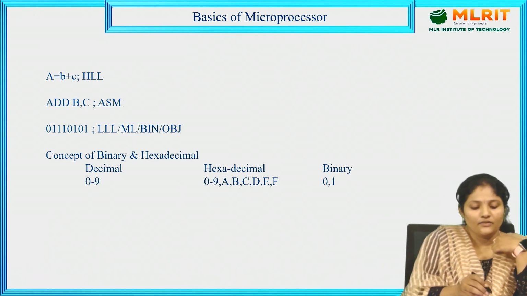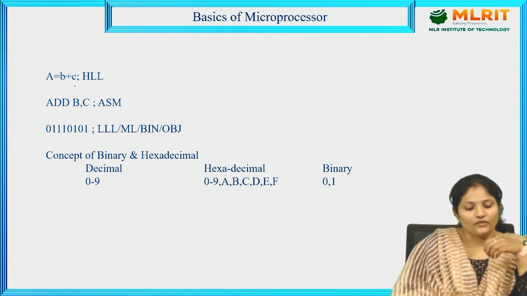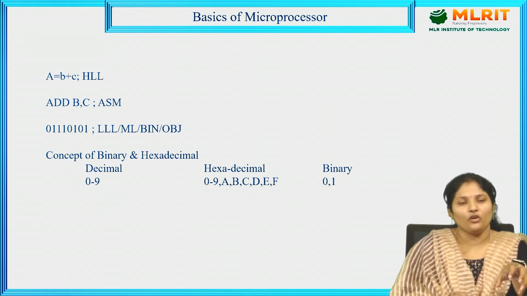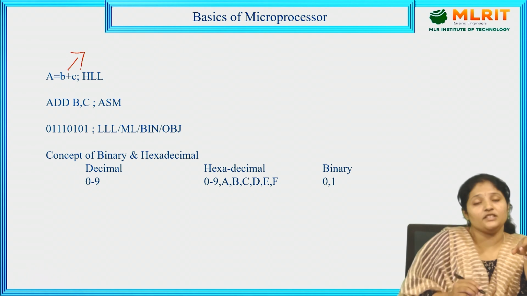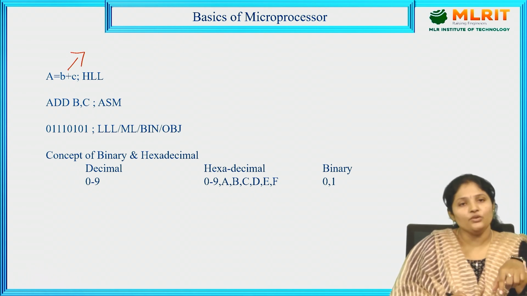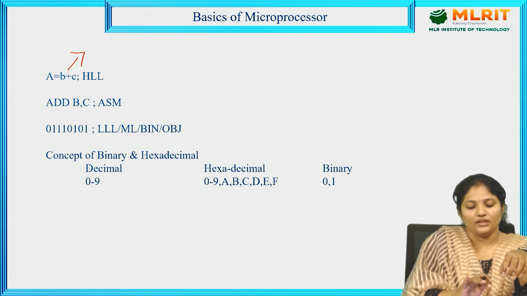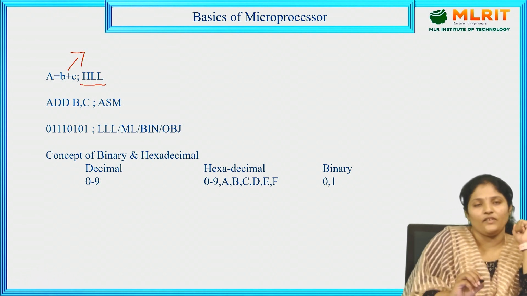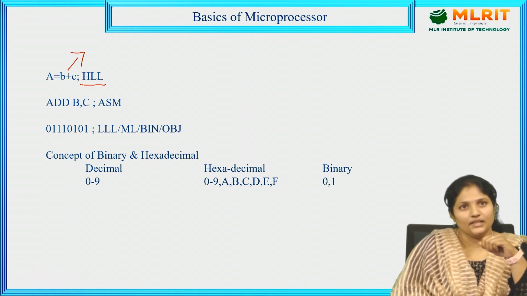Okay, here we are using A equals B plus C. While you are seeing this instruction, you can understand that we are performing an addition operation, which is nothing but an arithmetic operation, right? Here we are using addition between two things. If you write the instruction like this, it is considered a high level language, like using your C programming. We can use this high level language.